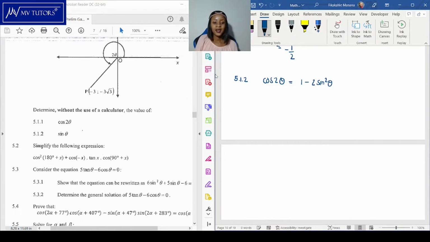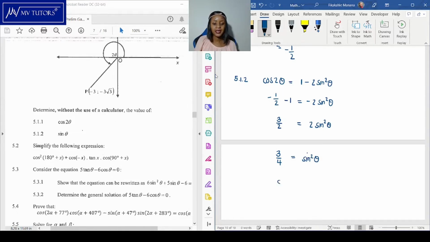It's there. So cos 2 theta, we already determined that it's negative a half. If I take this 1 to the left hand side, I will get negative 1, and then I have negative 2 sine squared theta. If I multiply by negative throughout, I will have a half plus 1, which is basically 1.5. Because we multiplied by negative throughout, it applies on the left hand side as well as the right hand side. Now if I divide by 2 both sides, I will end up having 3 over 4 is equal to sine squared theta.